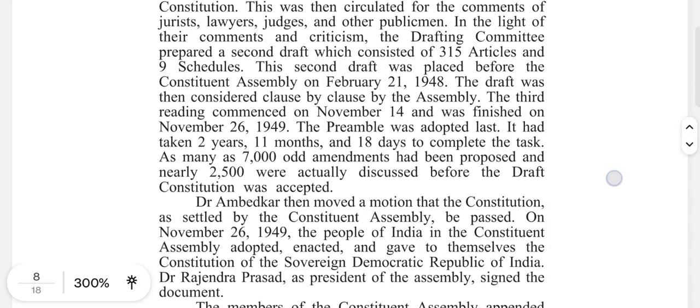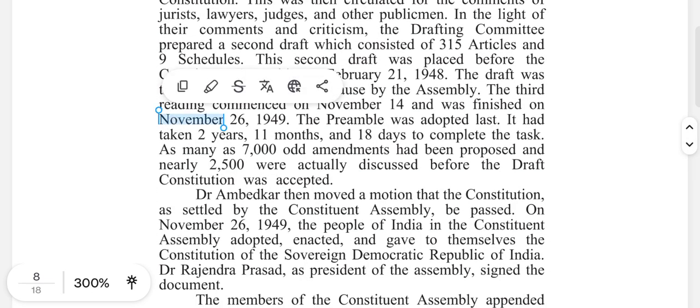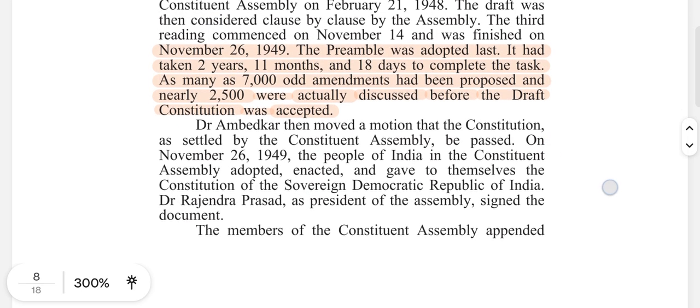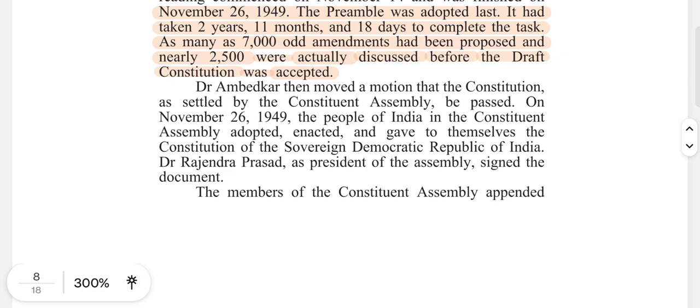The preamble was adopted last. It had taken 2 years, 11 months, and 18 days to complete the task. As many as 7,000 odd amendments had been proposed and nearly 2,500 were actually discussed before the draft constitution was accepted. Dr. Ambedkar then moved a motion that the Constitution, as settled by the Constituent Assembly, be passed.